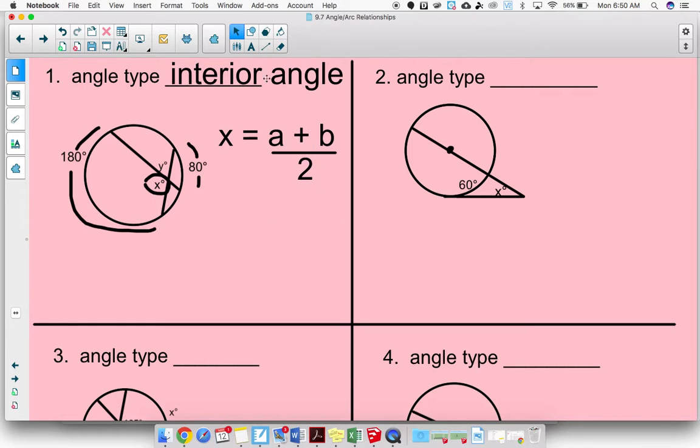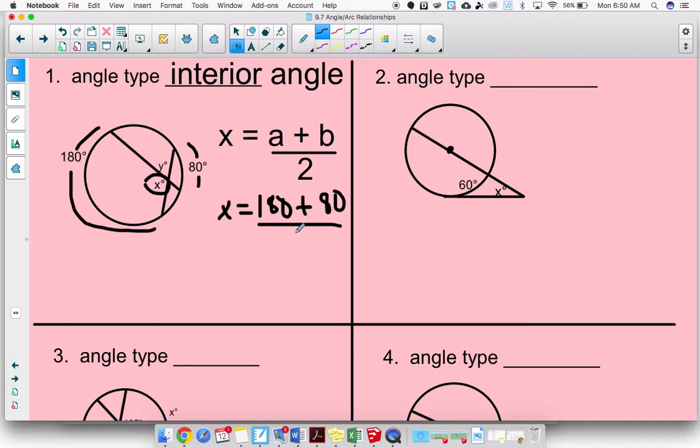And so basically it's just an average of the two arcs. So X would equal 180 plus 80 divided by 2. Make sure if you're using a calculator, make sure you press enter after you add the two numerators together. If you try to do this in your calculator and you don't press enter after the 80, it's only going to divide the 80 by 2. So if you add the numerator, we get 260, divide that by 2, and that's 130 degrees. Okay. Now, if you look back at the picture, these two angles are supplementary.